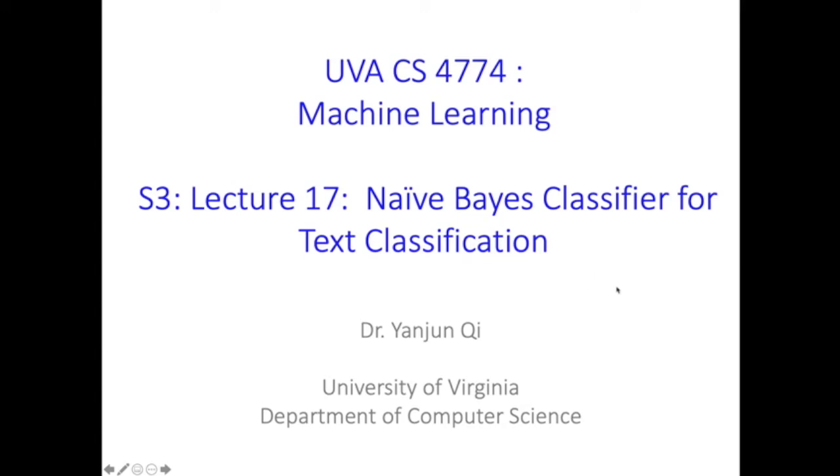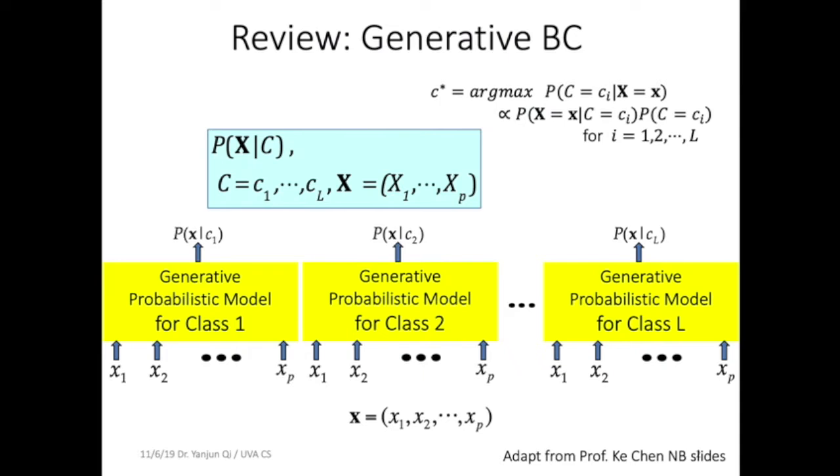All right, so this is section 3 on text data and lecture 17, naive-Bayes classifier for text classification. In this section, I will talk about the naive-Bayes classifier and generative Bayes classifier and how to apply them on text data. I will reuse some of my last fall's recording, and then let's get started.